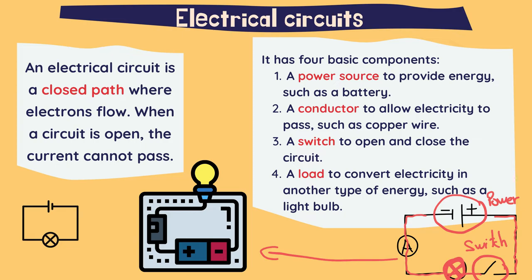If we go to this image, we have the same. We have here the power source, the battery, for example. Then we have the wire, which is the conductor. We have here a switch to go on and off with the circuit and open and close it. And this is the load. This is where we convert electricity into light energy or heat energy, for example.